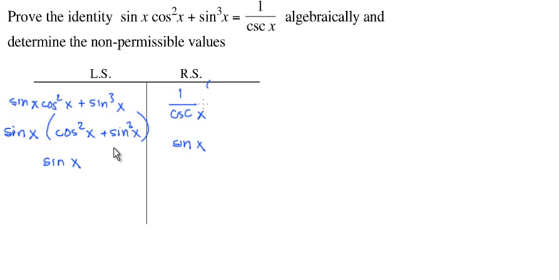Now, non-permissible values for this. We have no roots and we have no division on the left-hand side. So the left side, there's no restrictions on our domain. On the right side, we have cosecant in our denominator, which means the non-permissible values would be cosecant x must never equal 0. I'm not sure what that means. Let's see if we can simplify it somehow.